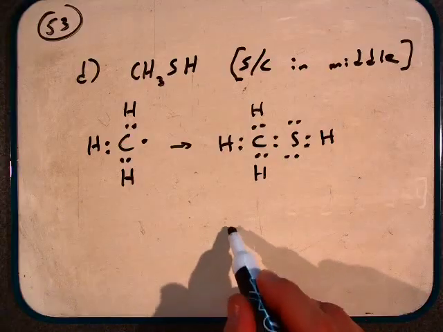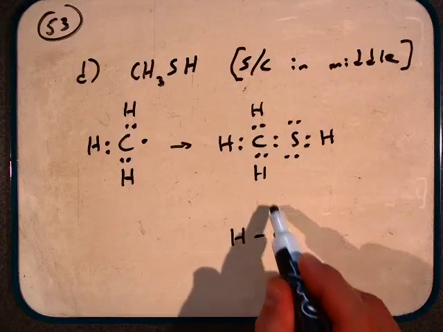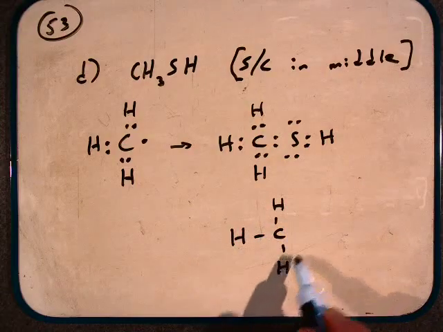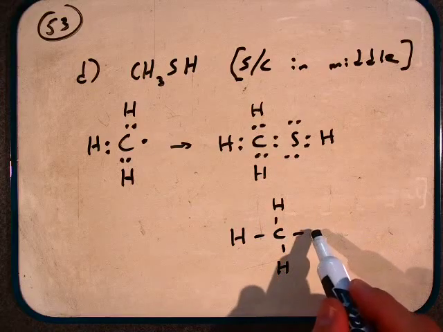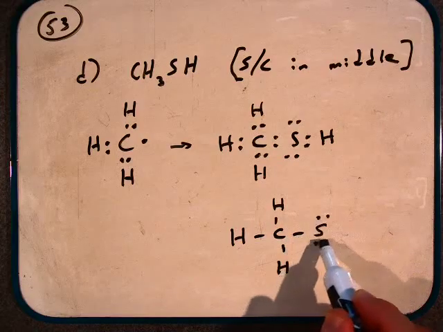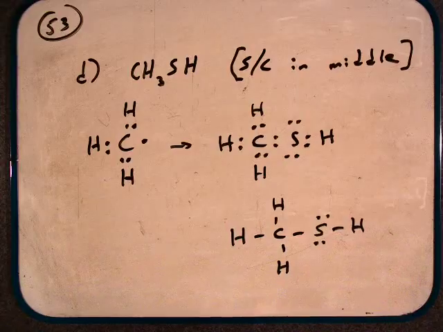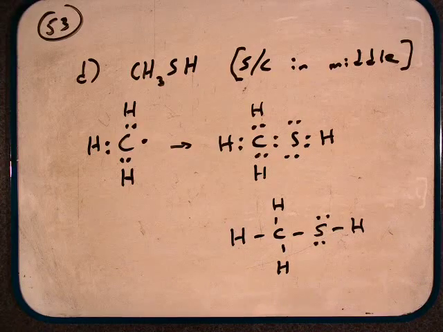And so we end up with the structure for mercaptomethanol here to be equal to this. Again, each element is trying to get 8 electrons around it. We begin with the most unpaired, which is carbon, and then we start to put the puzzle together. That's number 53.